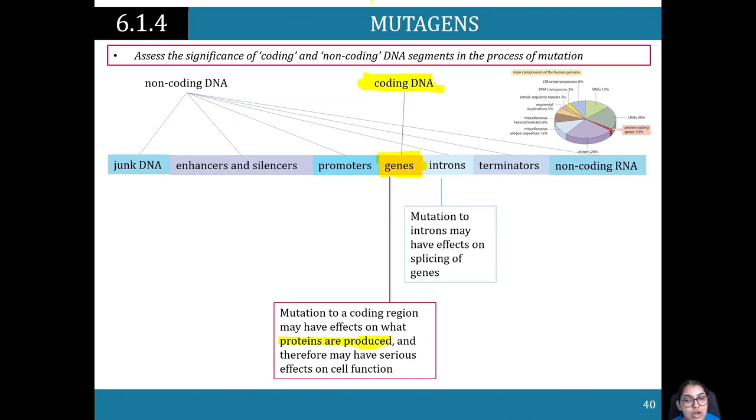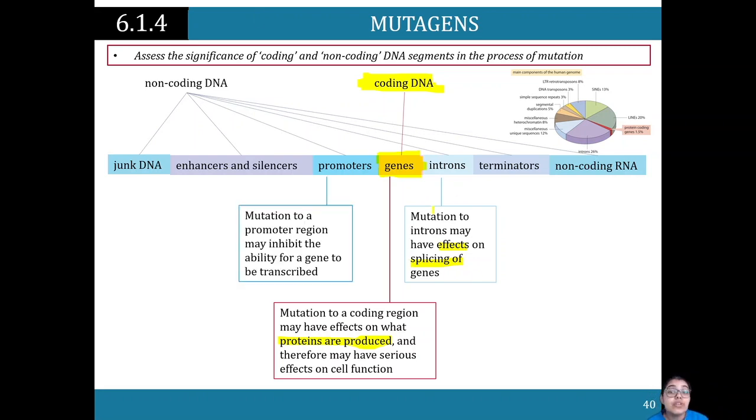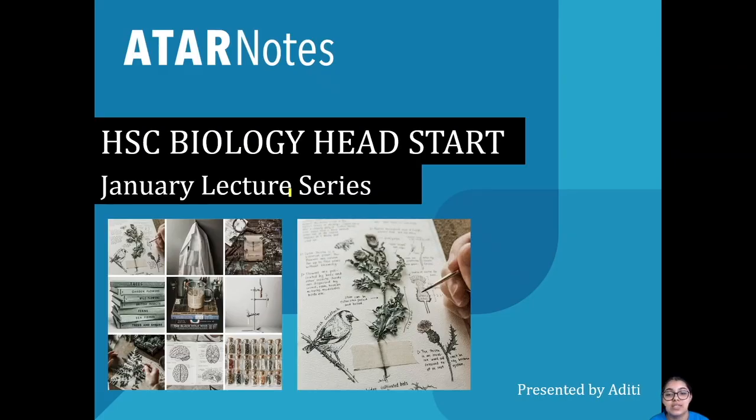Mutations that occur to the introns may have an effect on the splicing of genes. Remember when we talked about splicing, we talked about how we take out the introns so that we are left with the exons, the coding DNA, so it can have an effect on the splicing of the gene. Promoters. Mutations to a promoter region can inhibit the ability for a gene to be transcribed, because remember, those promoters tell us where to start transcribing. So if there's an issue here, that will have an effect.